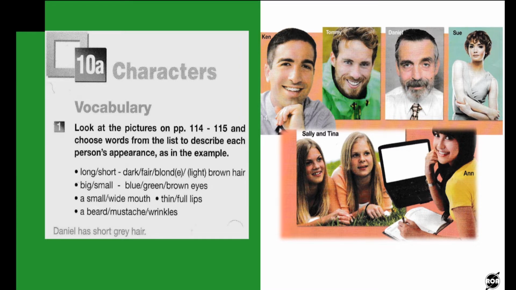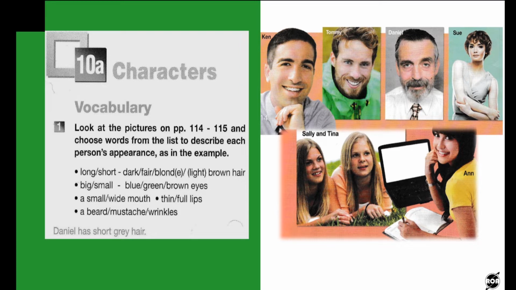When it comes to the color blonde, for instance, Sally and Tina, you could say that Tina has blonde hair. If you want to say it in a full sentence, you can say that she has straight long blonde hair. Then you have Sue. Sue has short hair. Okay, if you want to describe the eyes, you can either say big or small, and also you can describe the color. Just keep in mind the color black is not used for eyes, but instead the color dark.